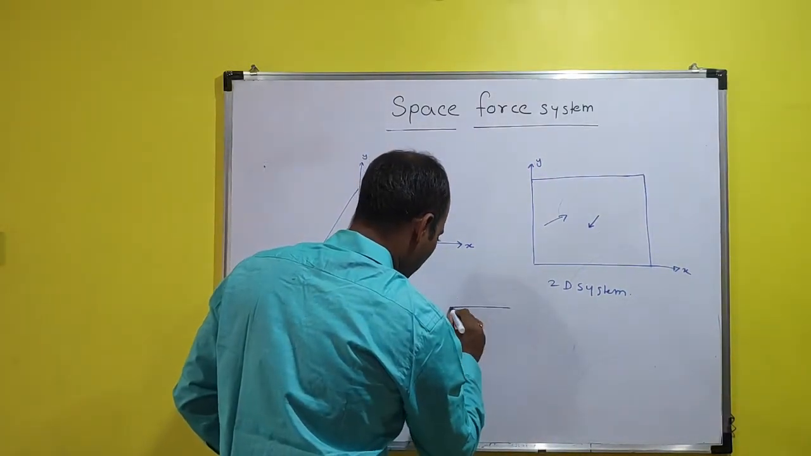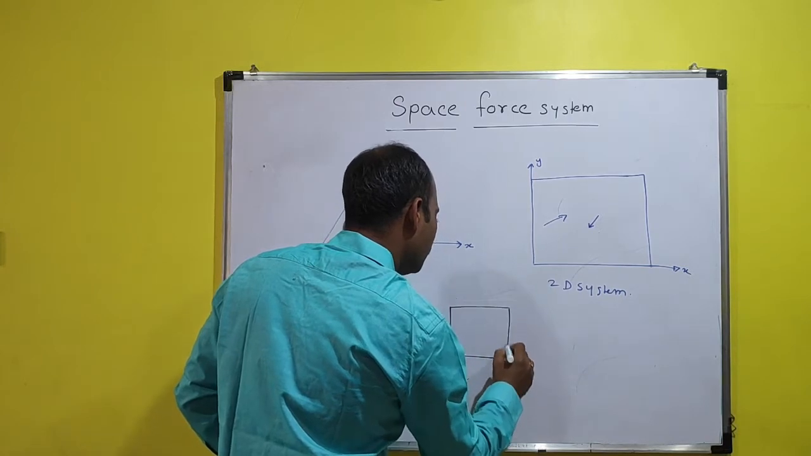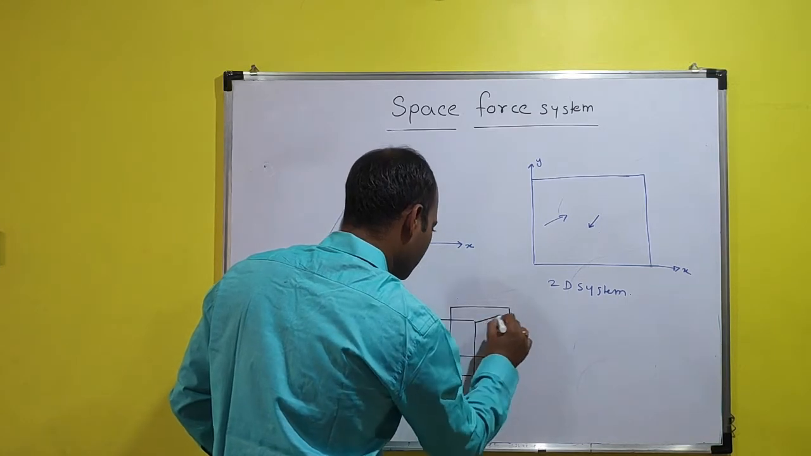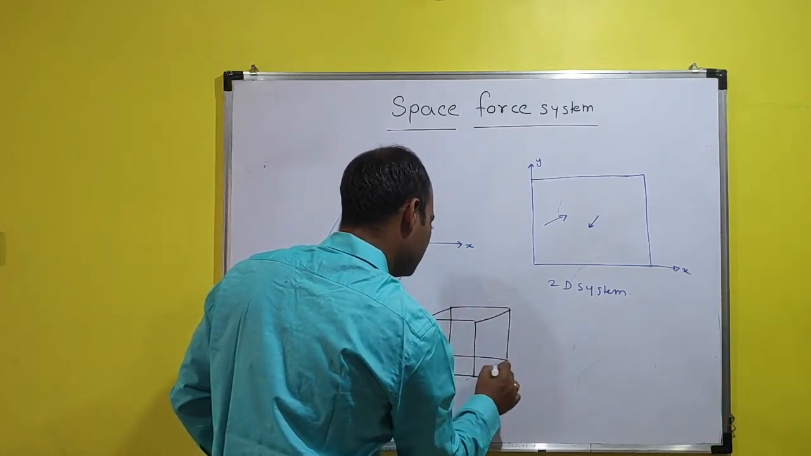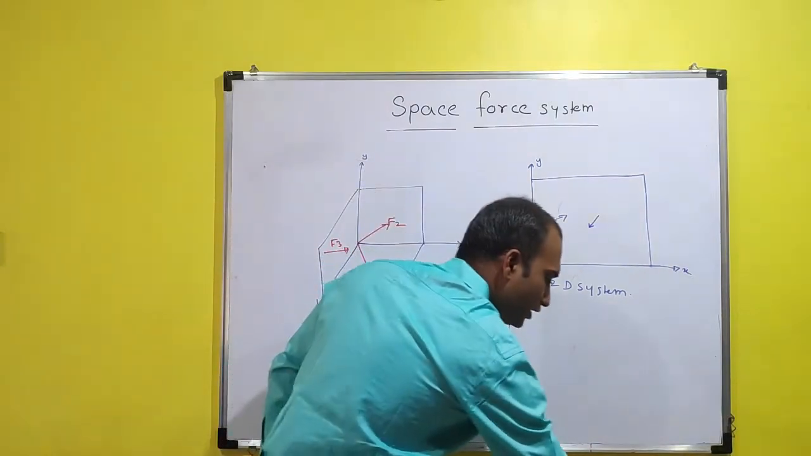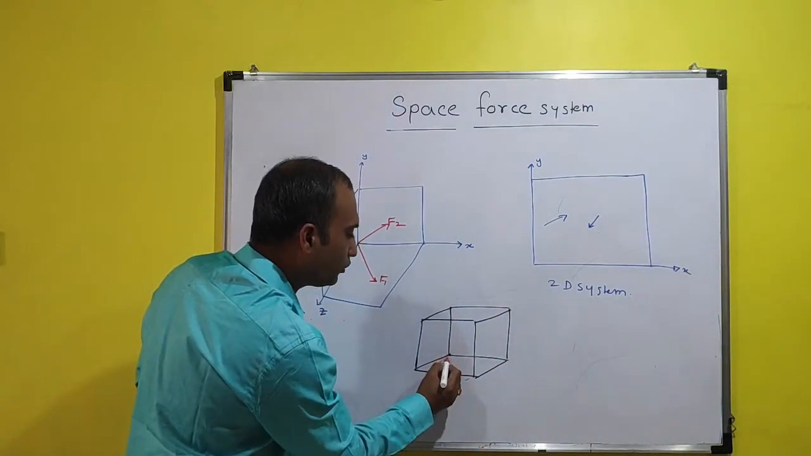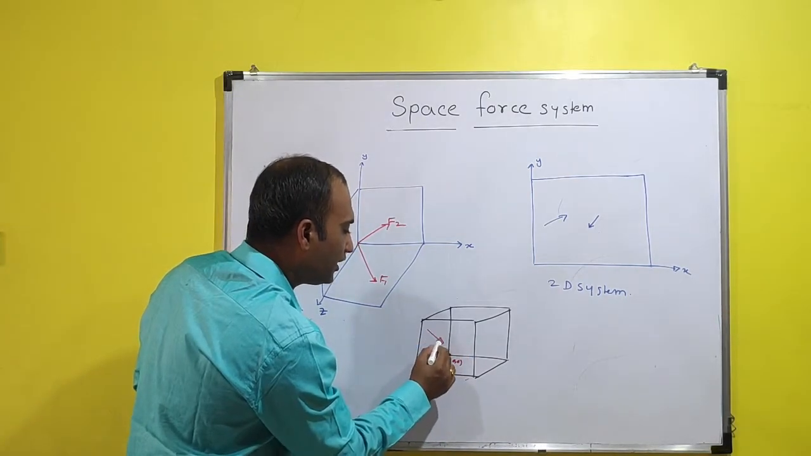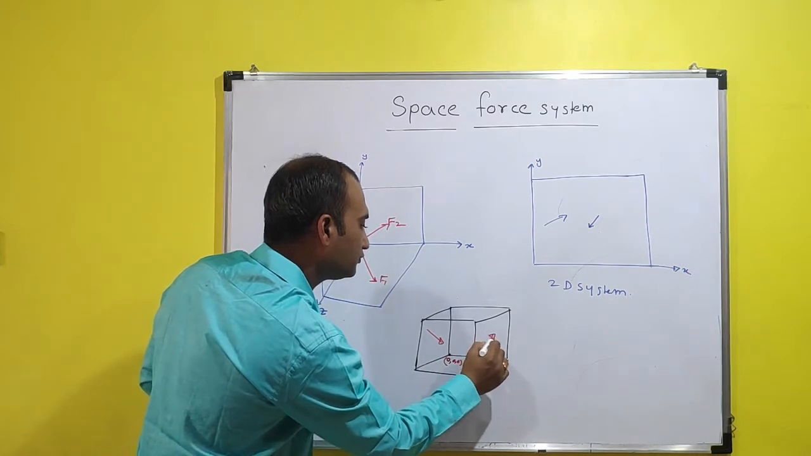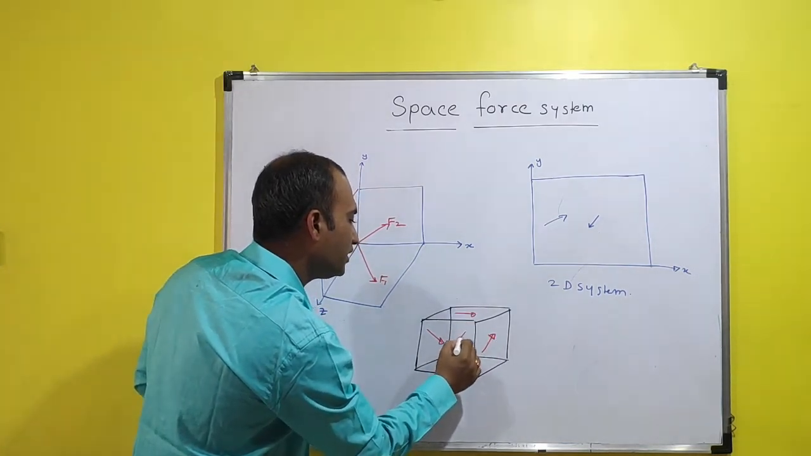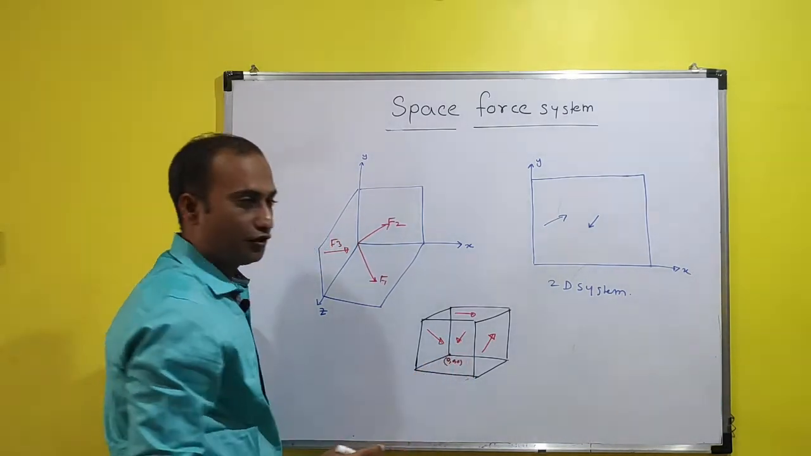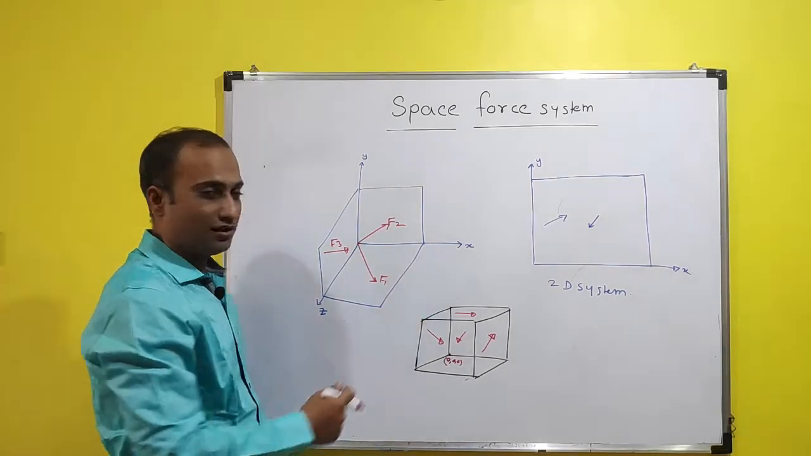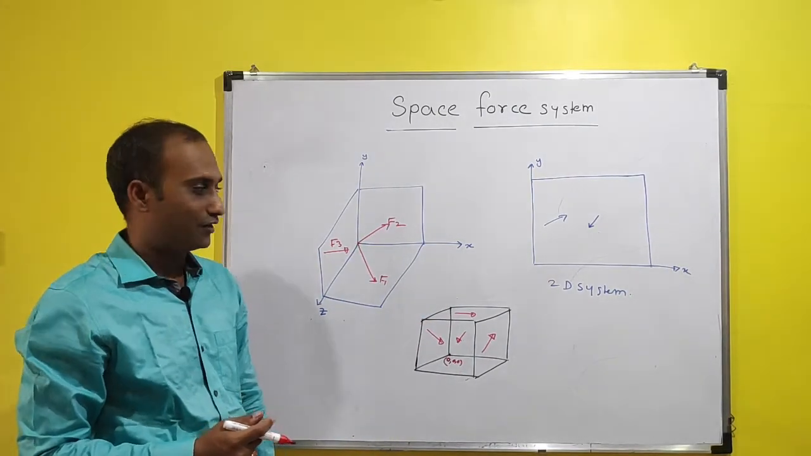So let's take another example of a box. Here we will consider this box, and then we will show the different forces in the system. Okay. So let's consider the origin of the forces is over here. Different forces are acting in different planes. Then this type of system is called a space force system, where the forces may be concurrent or may not be concurrent. Acting in different planes, it is called a space force system.